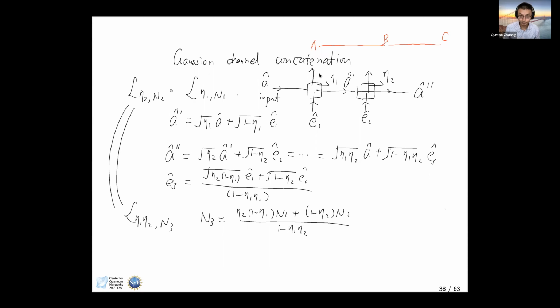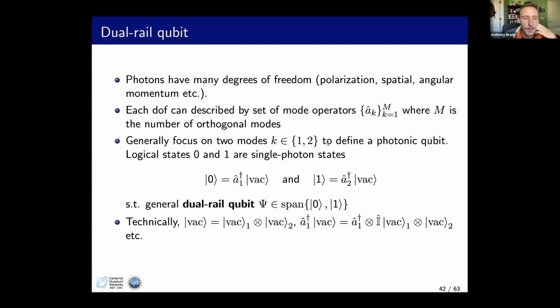So single photon encodings. A lot of photonic quantum information processing encodes quantum information into a single photon.